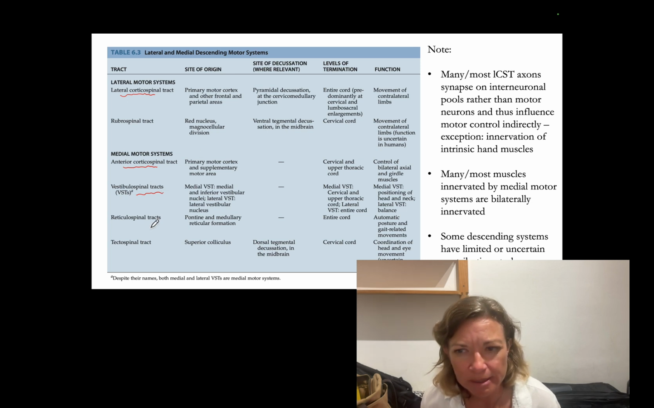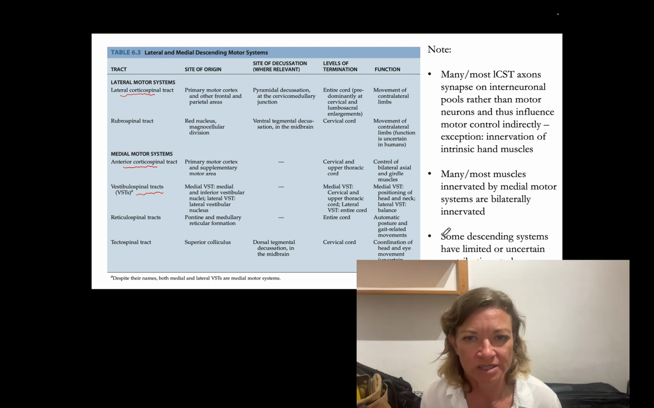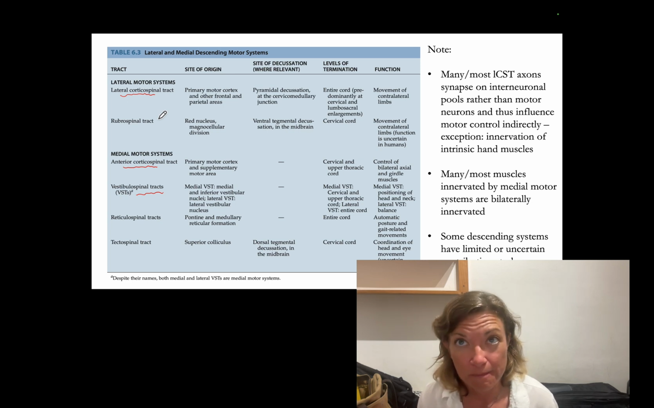And the reason we're skipping some is that some other systems have limited or uncertain contributions to human movement. One example is the rubrospinal tract, which descends from the red nucleus in the midbrain, and mostly terminates in the cervical spinal cord. And for decades, people have been debating the relative contribution of the rubrospinal tract to human movement.